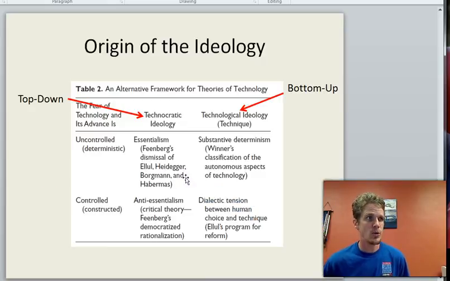So the last question that we have to grapple with before this lecture is over is one final question, which is, where does this ideology come from? The temptation is, of course, and this is what Andrew Feenberg, probably the most popular theorist of technology, argues, he says it comes from the top down.